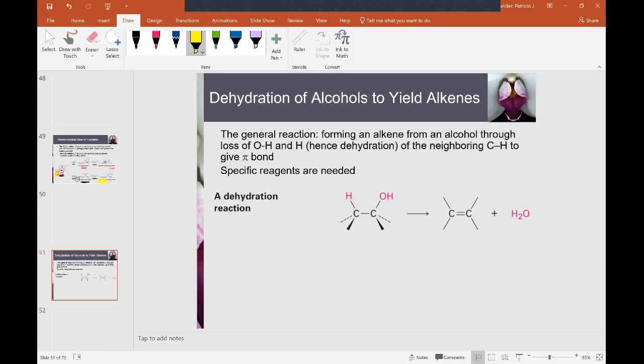Dehydration of alcohols. Well, we have already learned some methods of dehydration of alcohols, but it was limited only to dehydration of tertiary alcohols. In that case, we were using a mineral acid like HCl or HBr, or even better, even more efficient was the use of sulfuric acid or phosphoric acid. So that was one of the methods of preparation of alkenes that we learned in chapter 7, I believe.